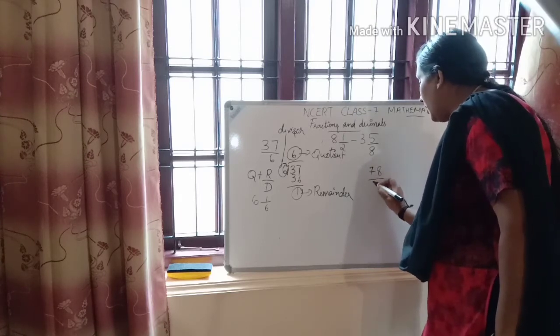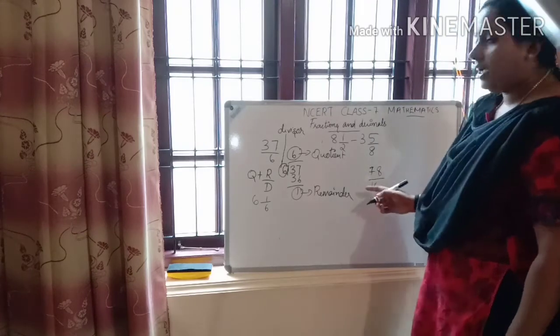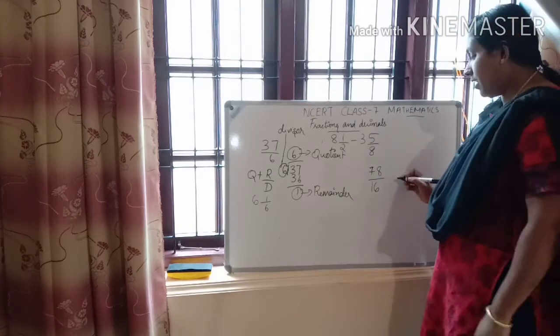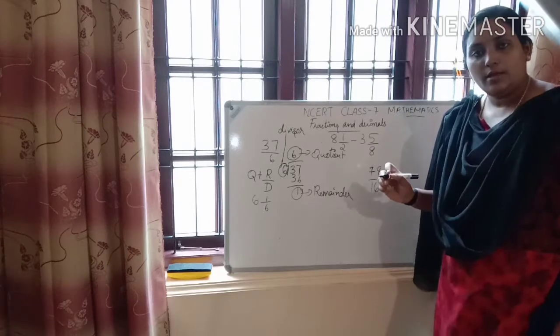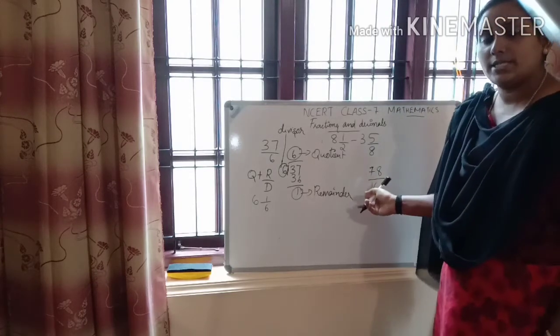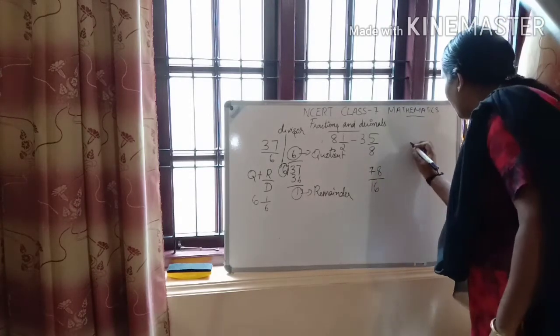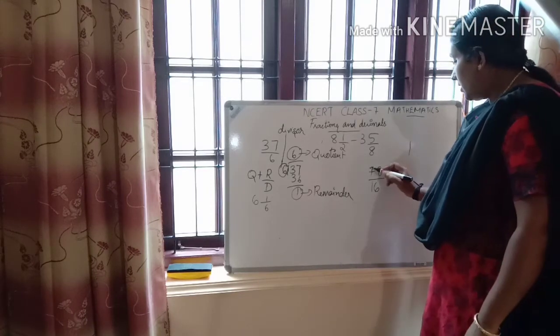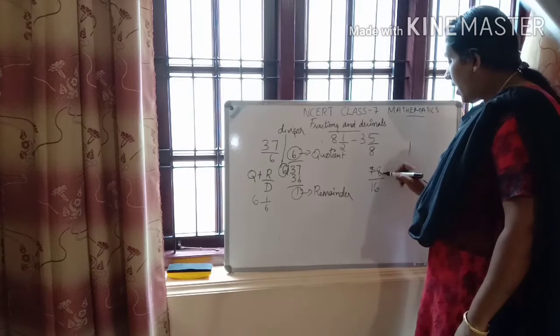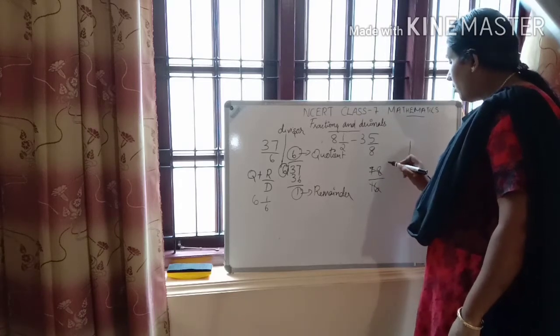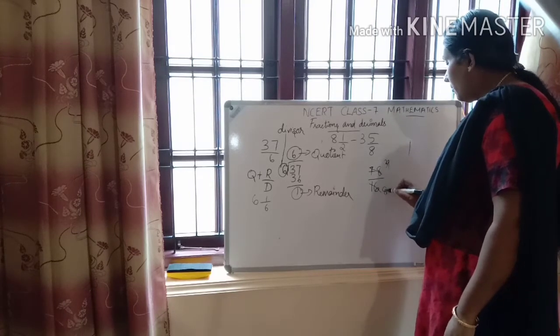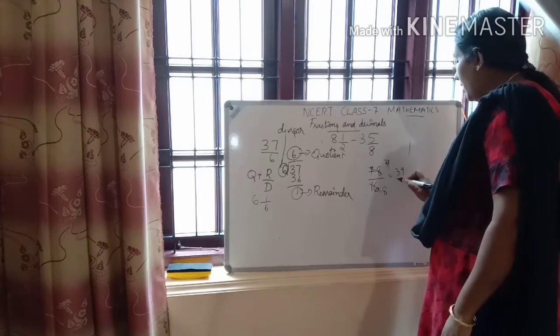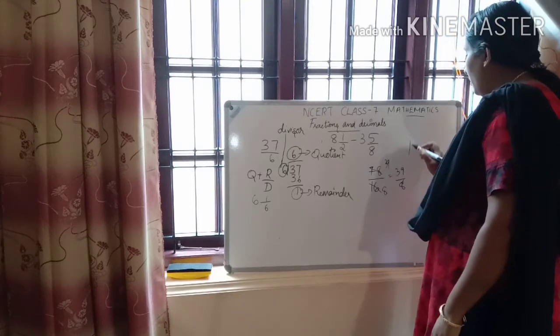How can we convert 78 by 60 into a mixed fraction? See, just simplify this first. We can divide both by 2. We get 39 by 30, that means 39 by 8.